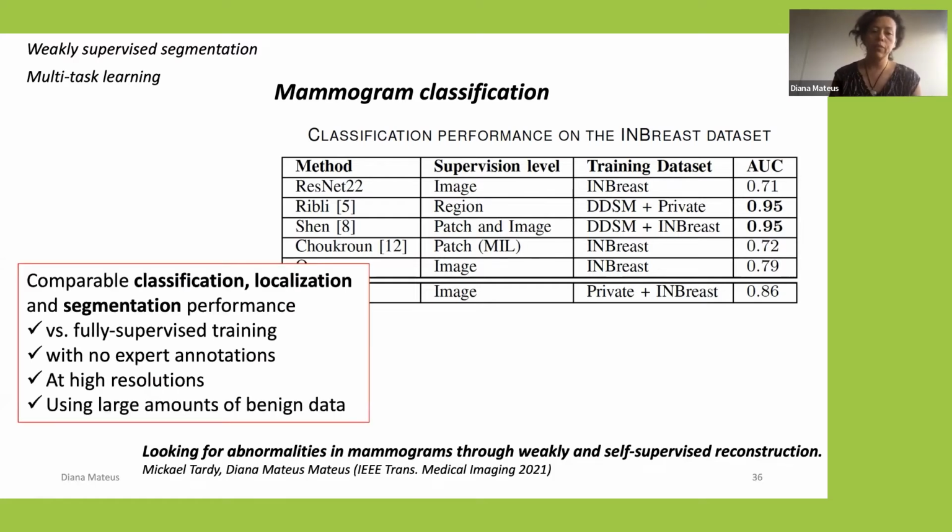So for concluding this part, we have comparable classification, localization, and segmentation performance versus fully supervised training. I mean, for the classification, there's still a gap we have to break. We don't need any expert annotations, and we can deal with images at high resolutions. And one important thing is that we show how, if you have access, for instance, to benign data and prior knowledge of what are the abnormalities that you want to find in your images, then this is actually a good source of data for your networks.